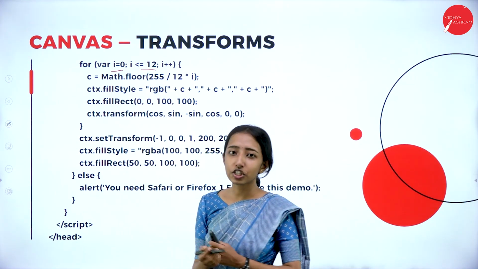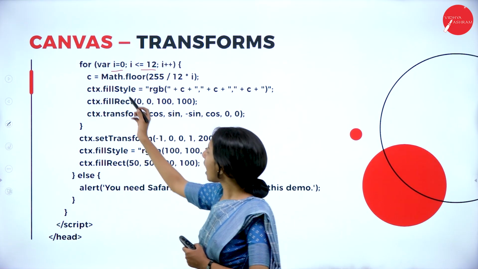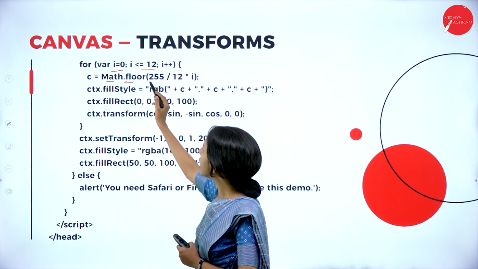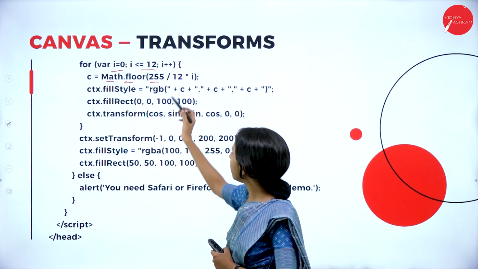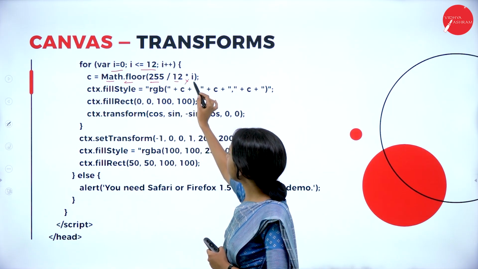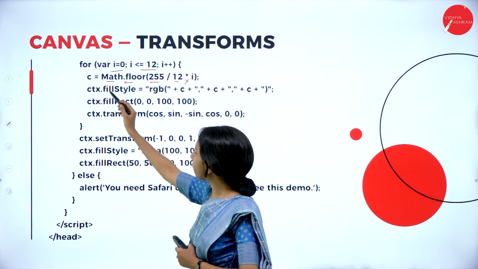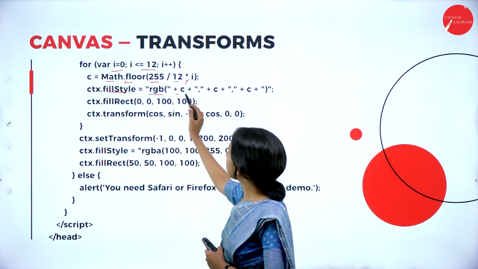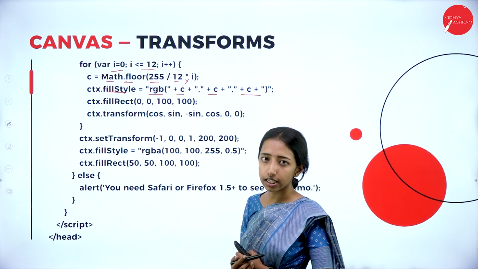See what I have initialized earlier. So here I am having Math.floor(255 / 12 * i). And next fillStyle RGB with what I have specified, the c value.